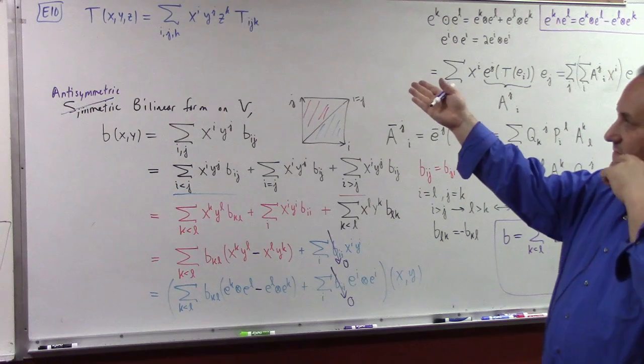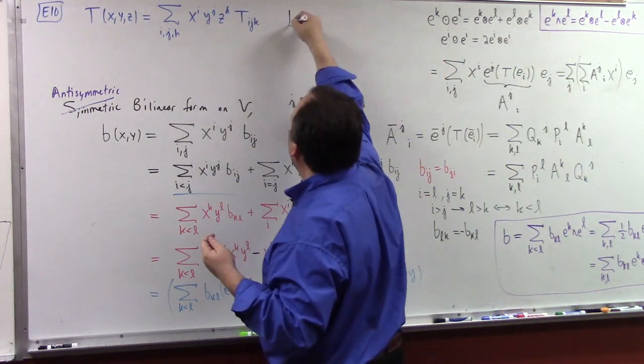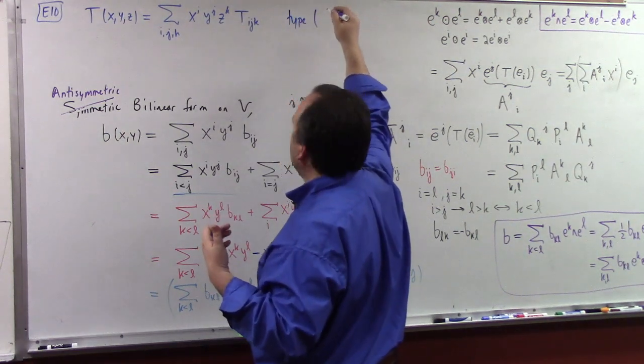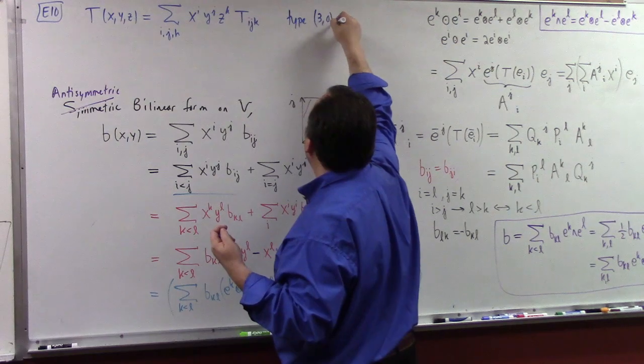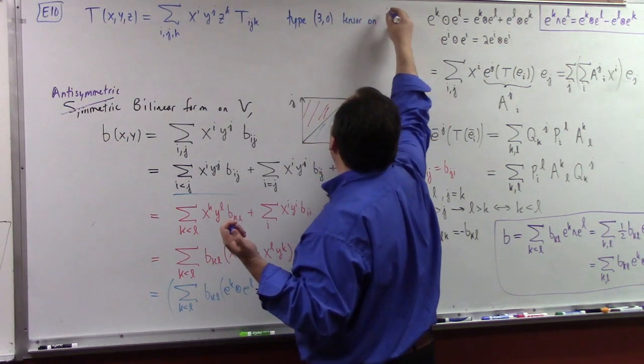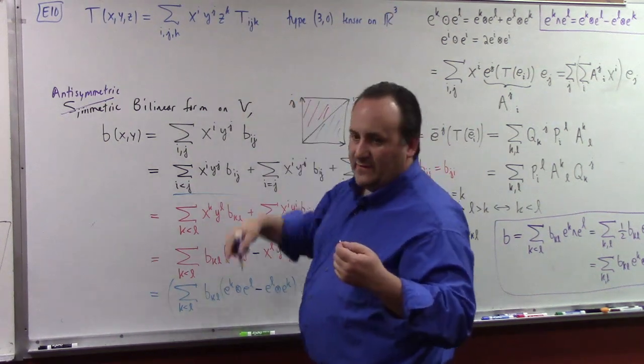But that would be a trilinear map. This would be a type what? In terms of our notation, that's a type what tensor? Type (3,0) tensor. And we could say on R^3 if we wanted. It really depends on where x, y, and z are from, right?